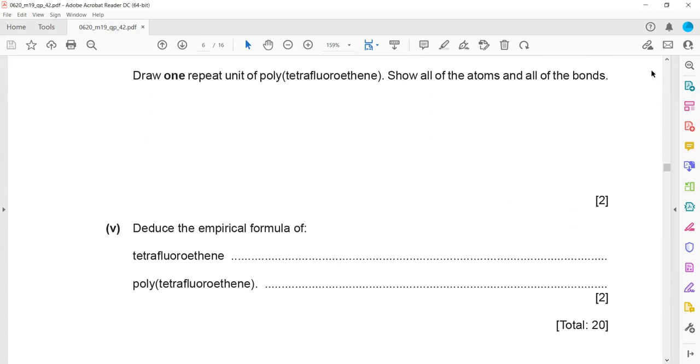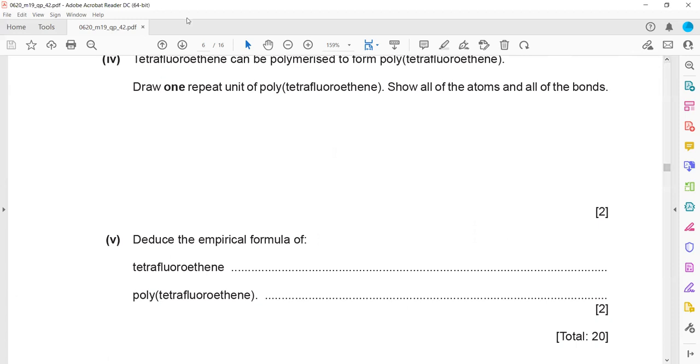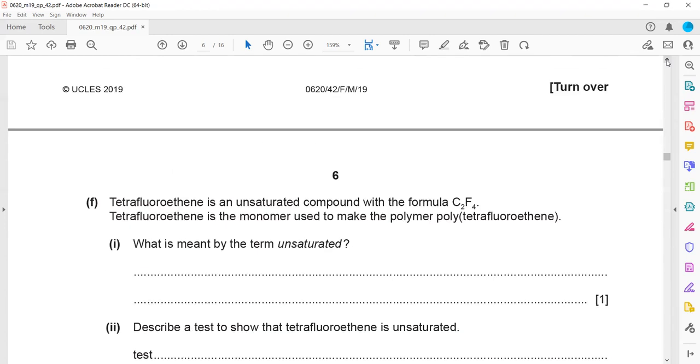Deduce the empirical formula. Remember, the molecular formula is given here. The molecular formula for tetrafluoroethene was given in the question. It was C2F4. So what will the empirical formula be? The ratio between 2 and 4 is 1:2. So it will be CF2. So that is the empirical formula.